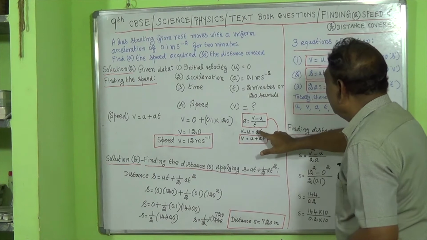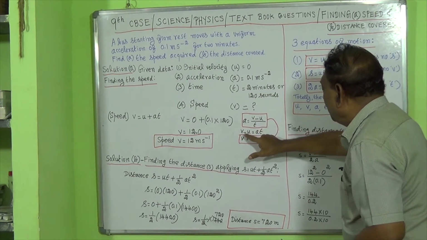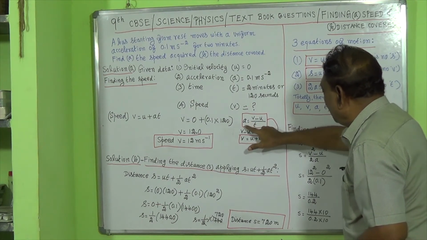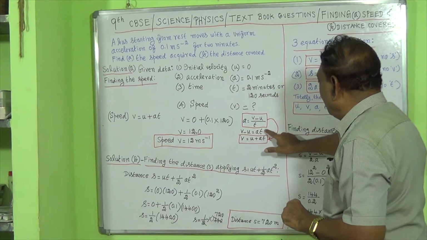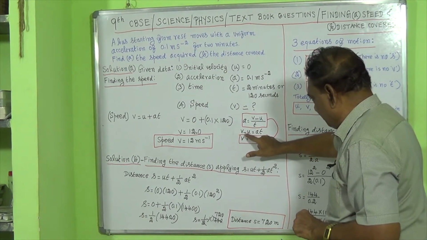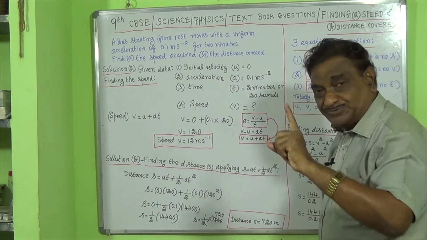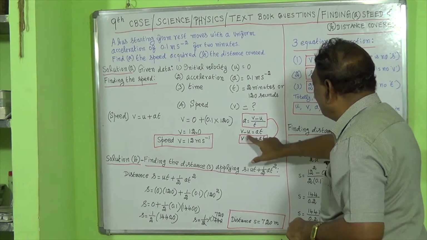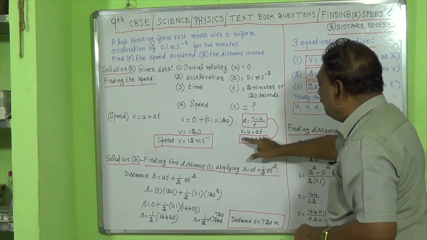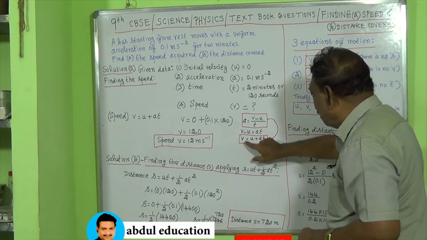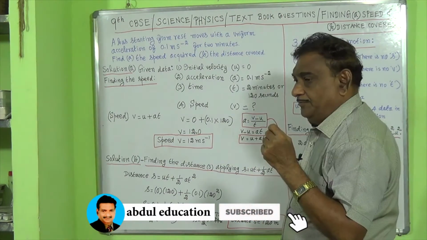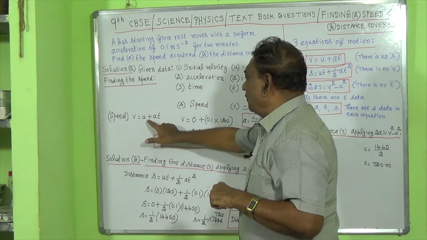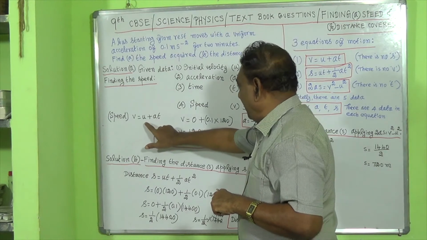How? v minus u equals a t, if we bring this denominator to the left side. Then if we bring this minus u from the left side to the right side, it will become plus u. Thereby we will get the formula for final velocity v equal to u plus at. That is the equation of motion. Final velocity v equal to u plus at has been obtained.